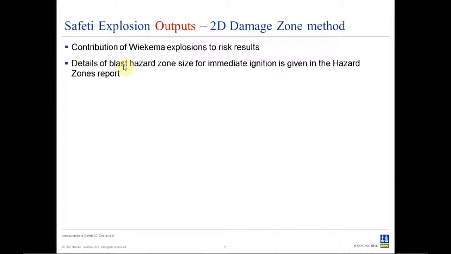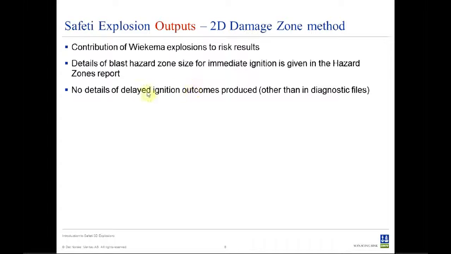Details of the blast are provided in the hazard zone report for the immediate ignition event, but no details of delayed ignition outcomes, as we saw in the previous animation, are produced, other than in diagnostic files. So they are available, but they're not produced graphically or in a report.